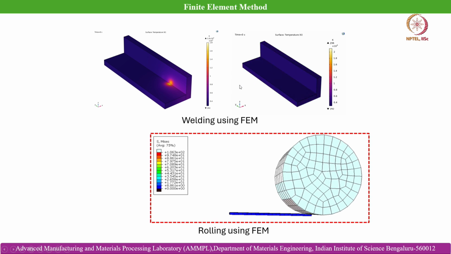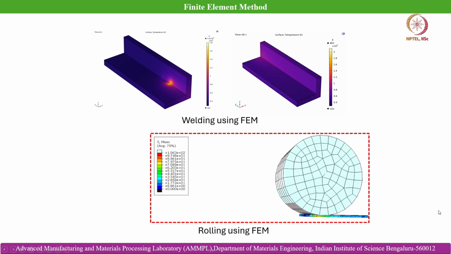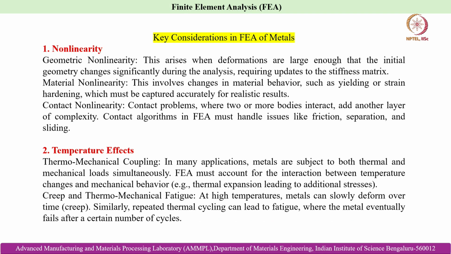So, this is a classical welding heat transfer and whirlpool formation problem, which is solved using finite element method, and this is another problem which is showing the example of a rolling deformation to a plate, which is solved using finite element method. So now we will discuss the key considerations in FEA of metal.